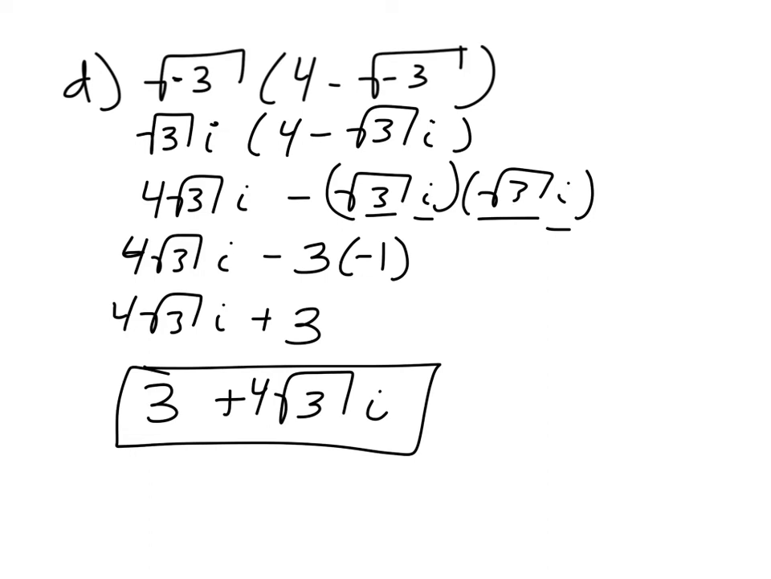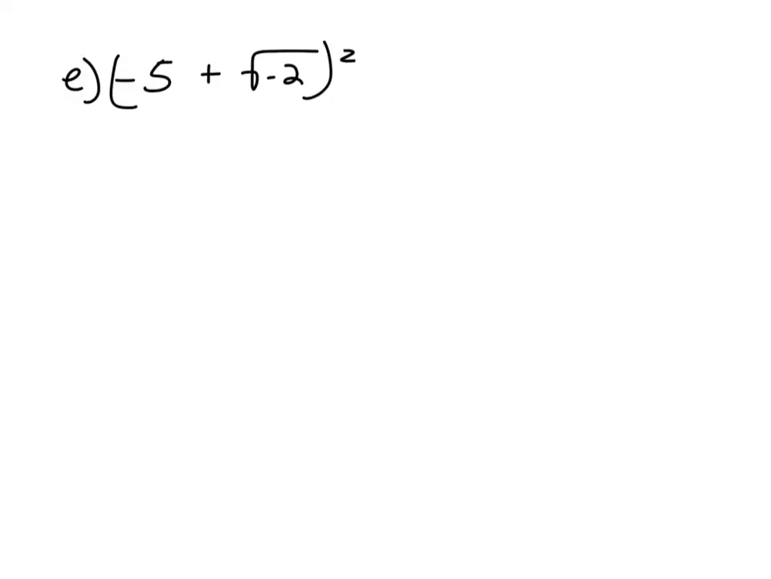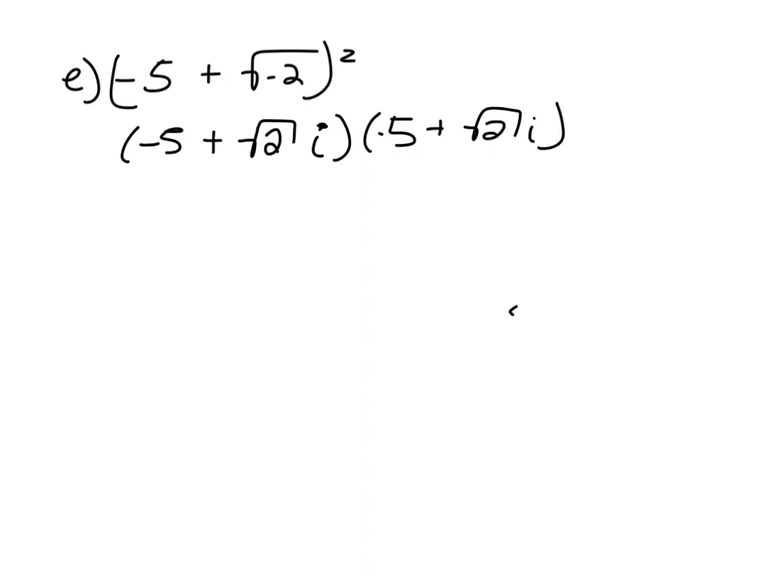Let's do one last example. Again, the first thing I'm going to do is, instead of writing the square root of negative 2, write the square root of 2 times i, because that's the square root of negative 2 times the square root of negative 1. I'm going to write this twice as opposed to just saying it's squared, so that I can easily FOIL.